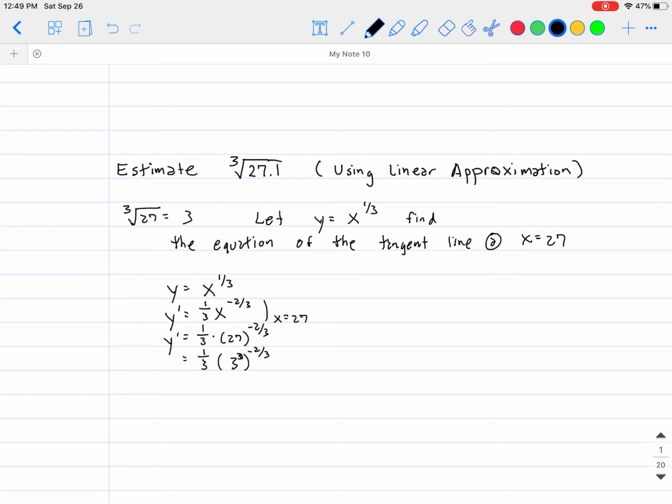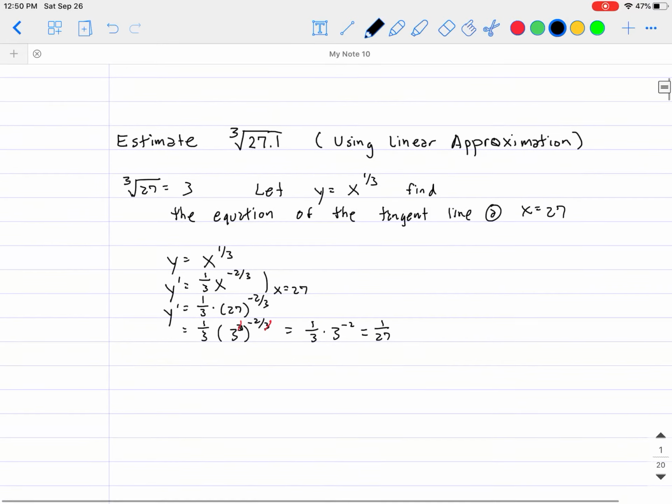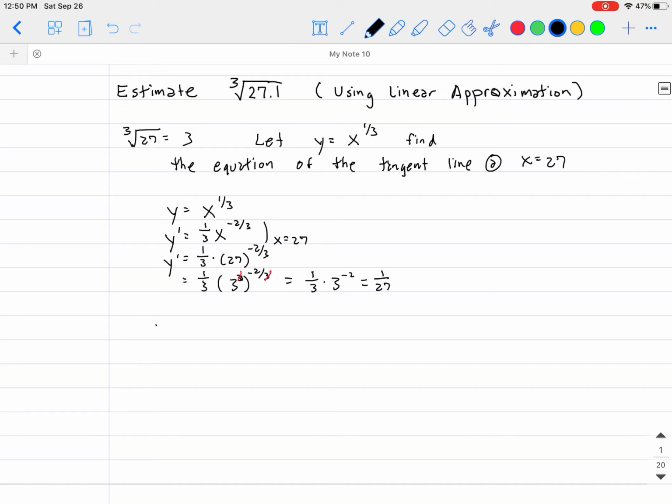Then we have -2/3 on the outside. You can see that the 3 and the 3 over here cancel each other out. So what we have now is 1/3 multiplied by 3 to the -2, and that gives me a slope of 1/27. So the equation of the tangent line at x equals 27 is y minus y1 equal to 1/27 times x minus 27. Now, what is the y value there?